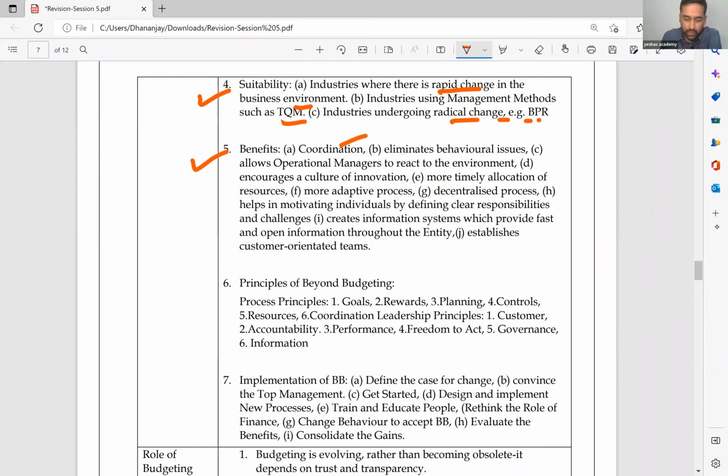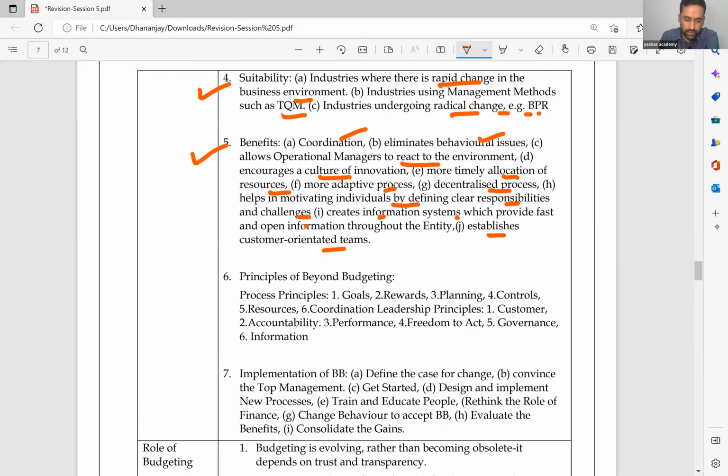Benefits: better coordination, elimination of behavioral issues, allows operational managers to react to the external environment, encourages culture of innovation, more timely allocation of resources, more adaptive process, decentralized process, helps in motivating individuals by defining clear responsibilities, creates information system, and establishes customer oriented teams. Easy points, most of it is general in nature.